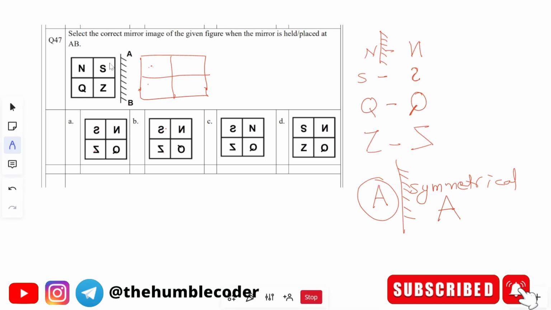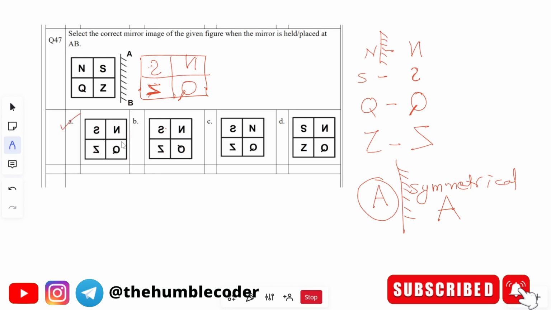So what will be the final answer? As I told, S will come in this place, so S will be something like this. Then we have Z, which will come below S, so Z will be something like this. Then next up we have N. The mirror image of N will look like this, and then Q will look like this with the tail at this end. Now if you see the matching options, S, N, Z, Q, the first one is matching.